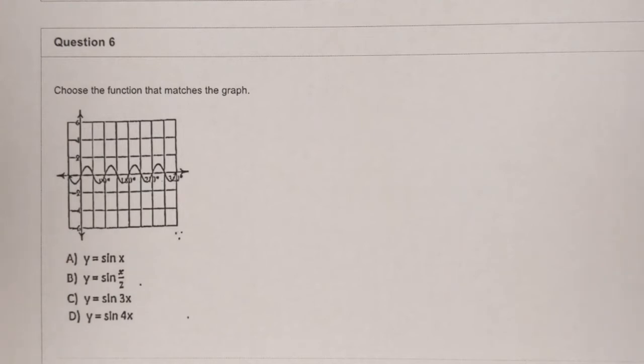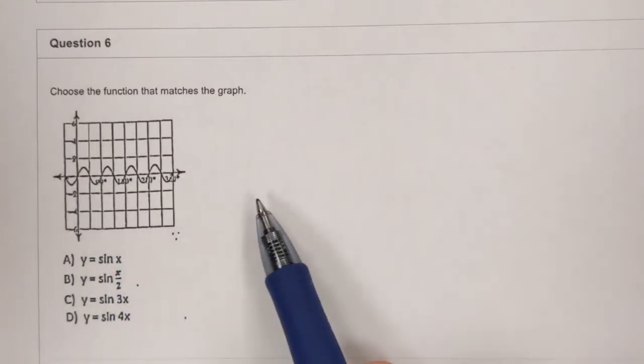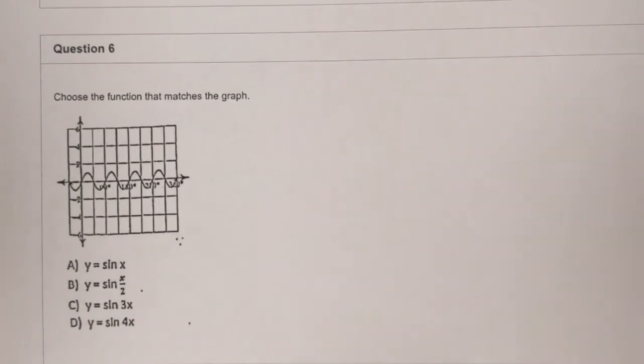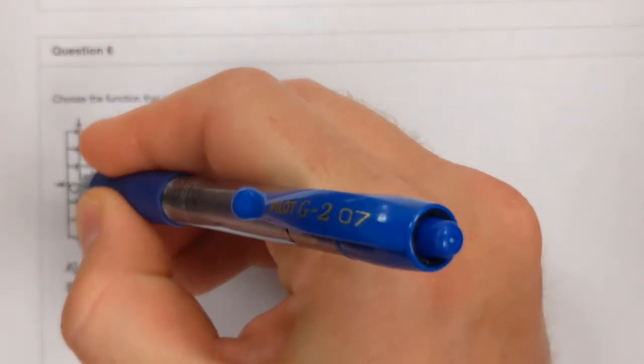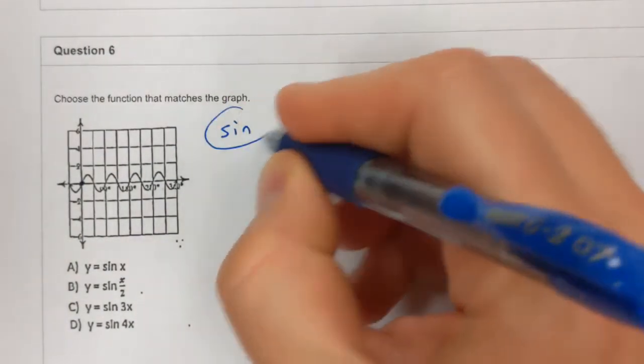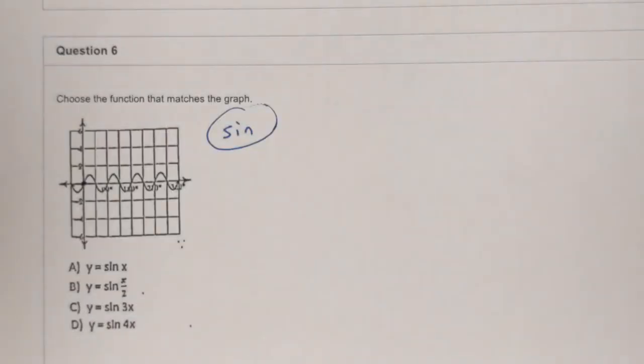And let's also look at question 6, because here we're kind of going backwards. In question 6, they're actually showing you the graph, and from that, you have to determine which of these is the correct function. Right off the bat, this graph starts at the origin, so I know it's going to be sine, which all of my choices have anyway, but that's a good place to start. And then let's look at the amplitude.